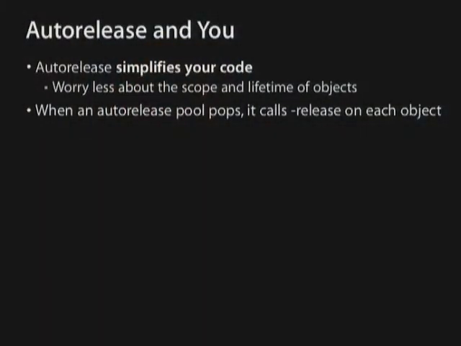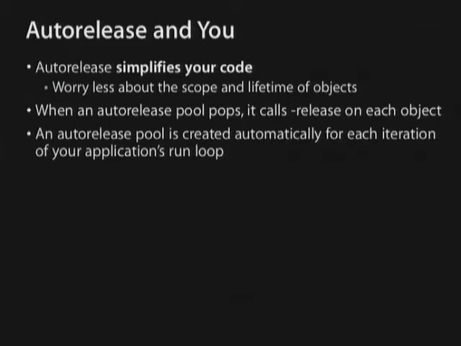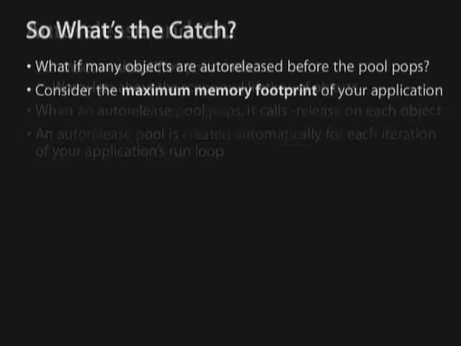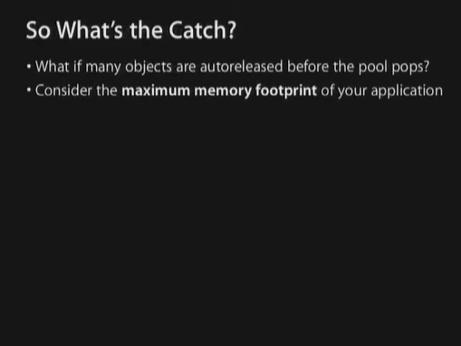All right. Autorelease simplifies your code. You don't have to worry about the scope. When the autorelease pool pops, it releases every object in the pool. Any objects that have a retain count of 1 at that point are deallocated. And it's already handled for you in your run loop. So where's the problem here?